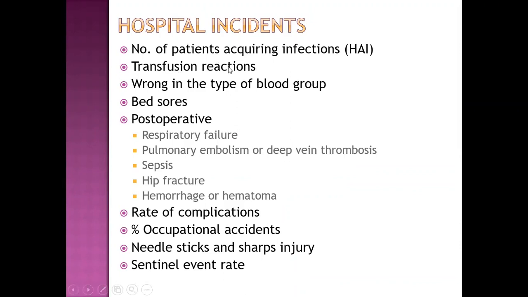Then transfusion reactions, wrong type of blood group, bed sores, I will talk about a little later. Post-operative respiratory failure, pulmonary embolism or deep vein thrombosis, post-operative sepsis, post-operative hip fracture, post-operative hemorrhage or hematoma. Then rate of complications, percentage of occupational accidents, needle stick and sharp injuries, and sentinel events. So these are various incidents with respect to safety.